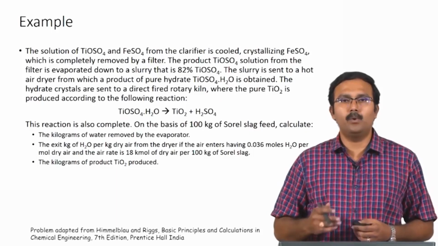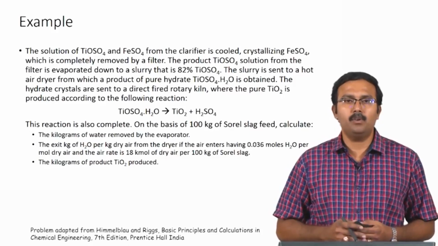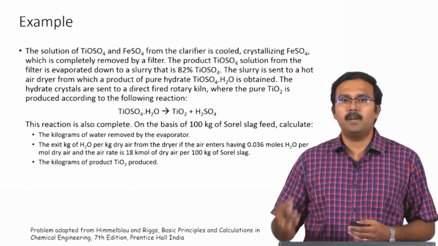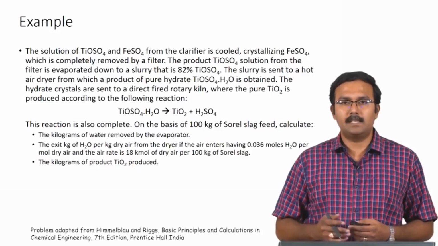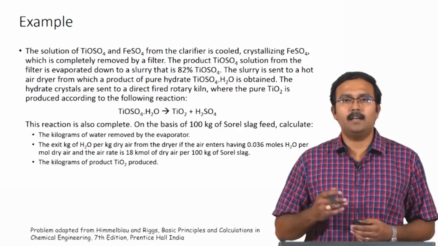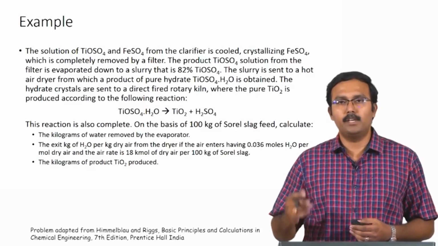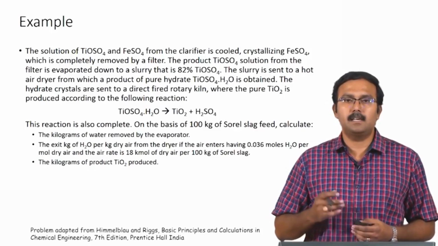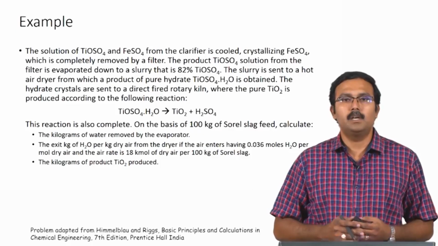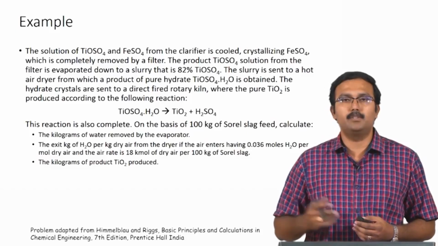The solution of TiOSO4 and FeSO4 from the clarifier is cooled, crystallizing FeSO4, which is then completely removed by a filter. The product TiOSO4 solution from the filter is evaporated down to a slurry that contains 82% TiOSO4. The slurry is then sent to a hot air dryer, from which a product of pure hydrate, which is TiOSO4·H2O, is obtained. The hydrate crystals are sent to a direct fired rotary kiln, where the pure TiO2 is produced according to the following reaction, where the hydrate is converted to TiO2 and H2SO4.